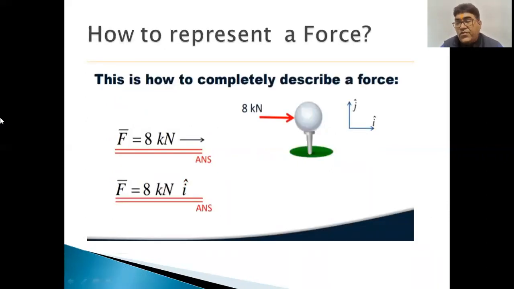How to represent a force? A force can be represented by a vector. This is how to completely describe a force in the x-axis. If a force is acting in the x-axis, then you can represent the force in vector form as 8 i cap kilonewton. If you want to represent only the magnitude, then you can write the magnitude of force is equal to 8 kilonewton. In vector form, we write the force in x direction as 8 i cap, where i is the unit vector in x direction. For example, if a 10 kilonewton force is acting in y direction, then the force vector can be represented as 10 j cap kilonewton.